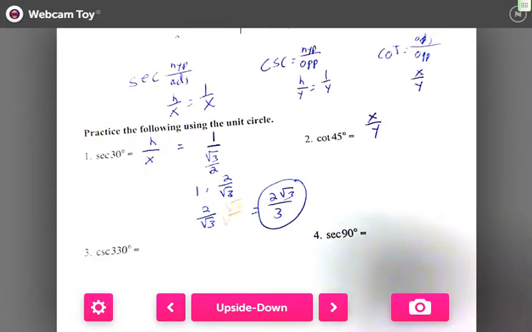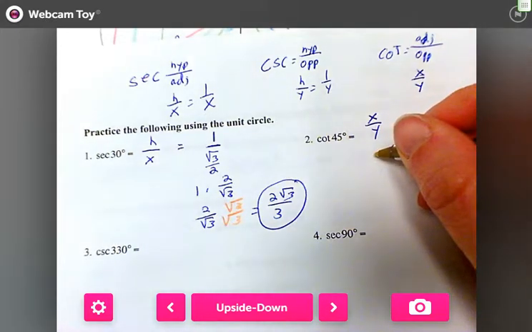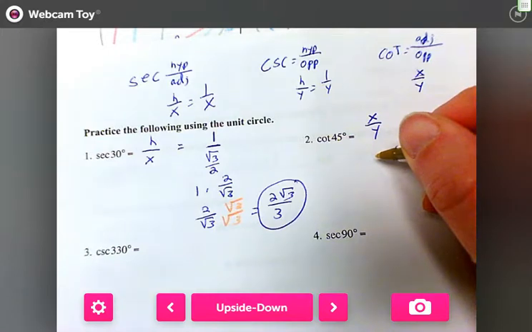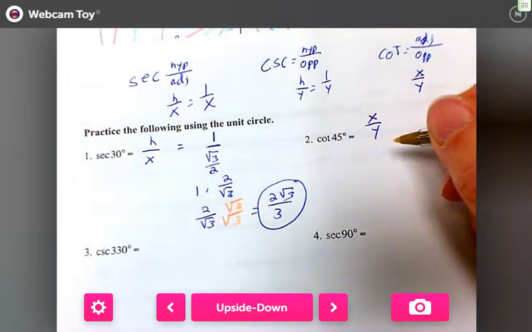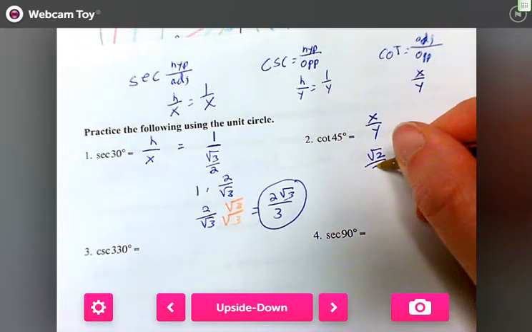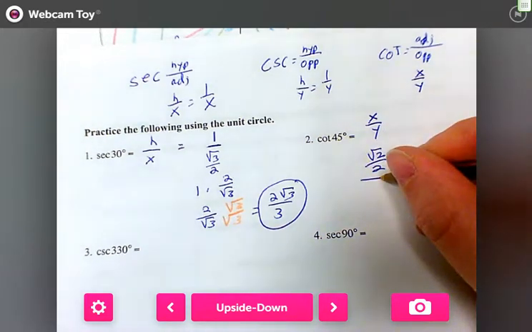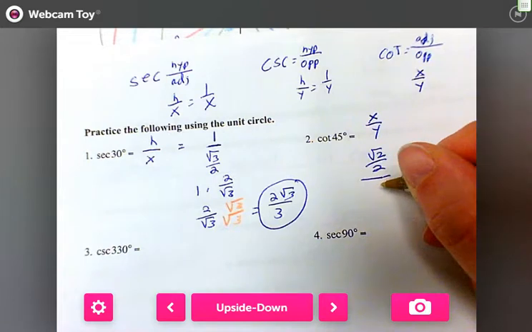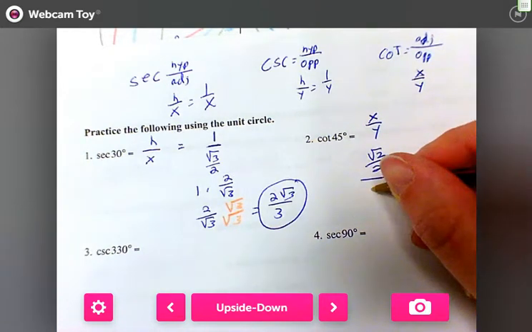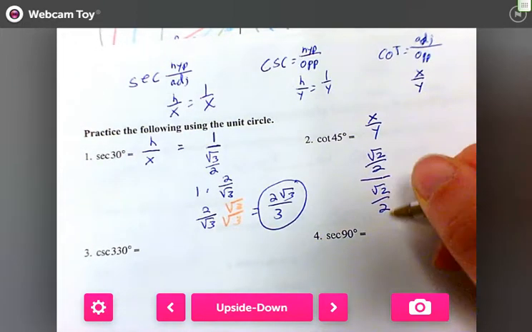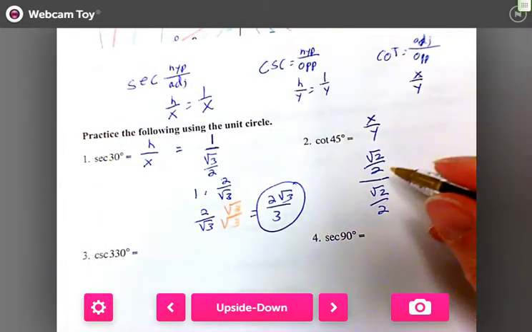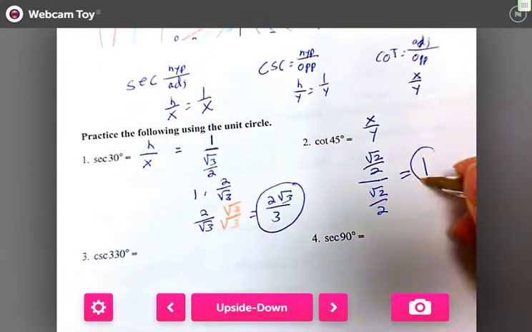Okay. So I'm looking at 45. What's the x value for 45? Look at 45. What is the x value on your unit circle for 45? Square root of 2 over 2. What's the y value? It's right on your unit circle. Square root of 2 over 2. What's square root of 2 over 2 divided by square root of 2 over 2? 1.